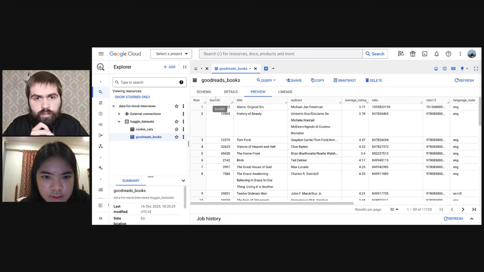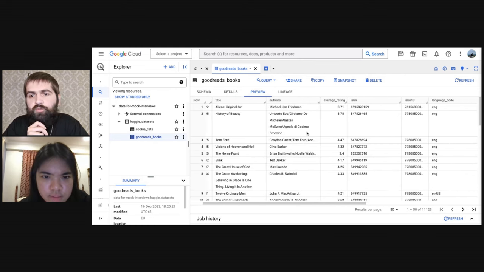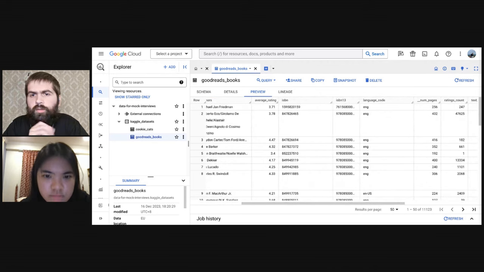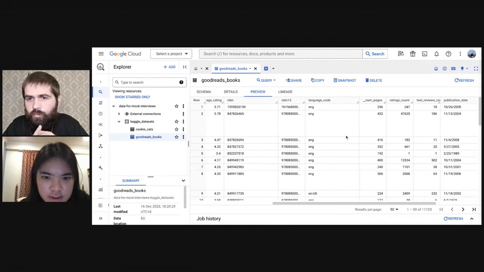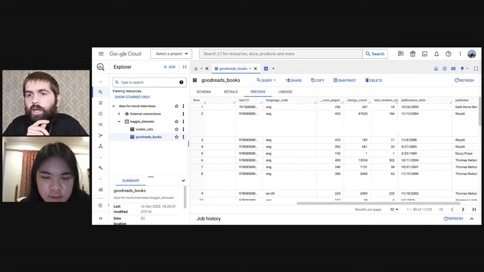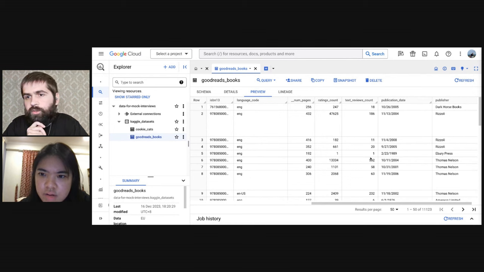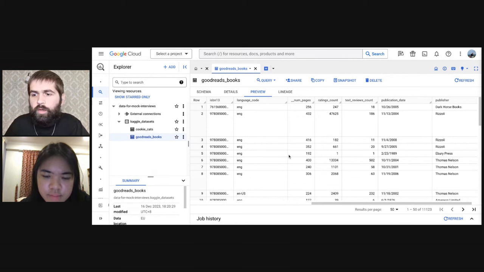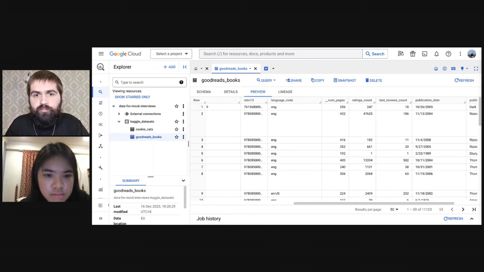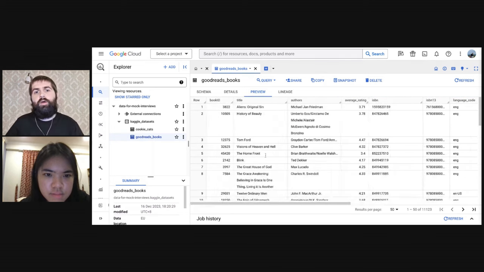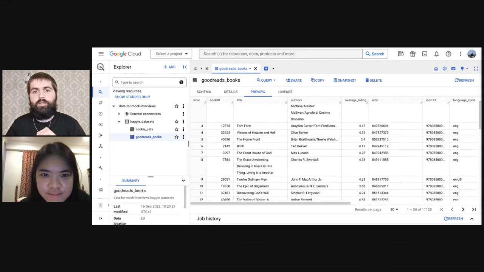So it's book ID, just the ID of the book. Its title, its authors, average rating on Goodreads. Then some extra information, language code, number of pages, counts of ratings, publication dates, and publishers. Okay, so this is the whole information that we have. So let's start from, give me please the authors with the highest ratings in this database.